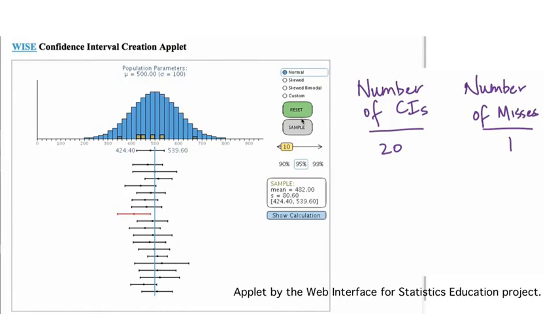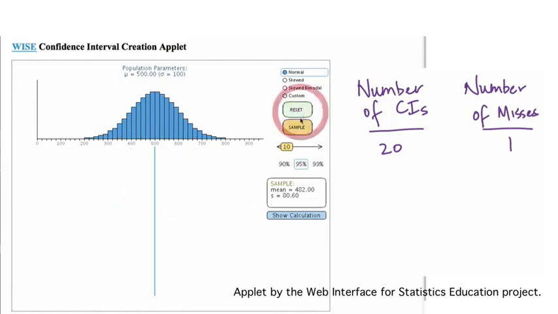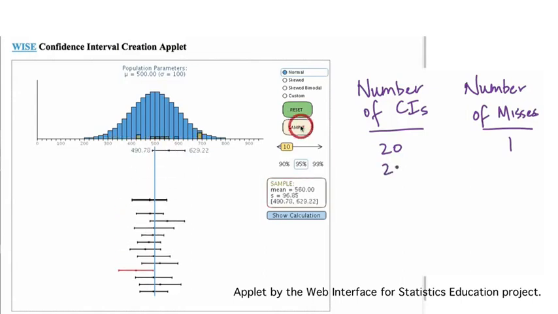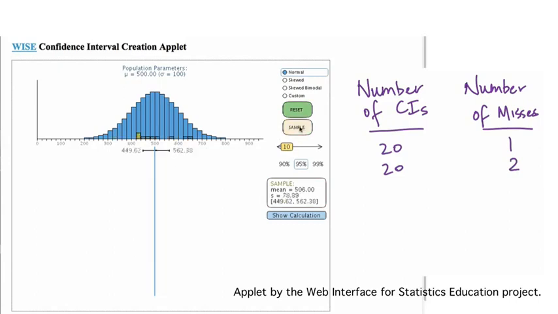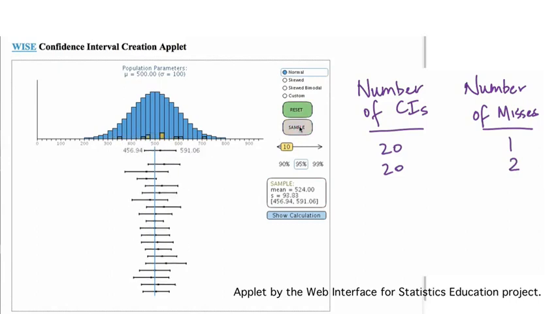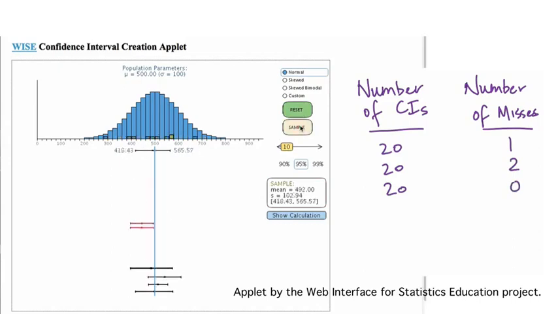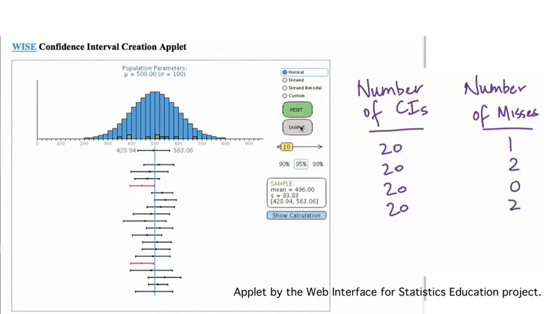You might think that was too good to be true. So let's simulate another 20 confidence intervals. This time, we missed the true mean twice. Let's do it again. In these 20 confidence intervals, we didn't ever miss the true mean. One more time, we missed it twice, and another 20 confidence intervals also didn't have any misses.